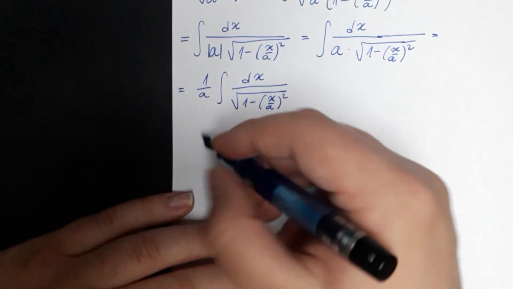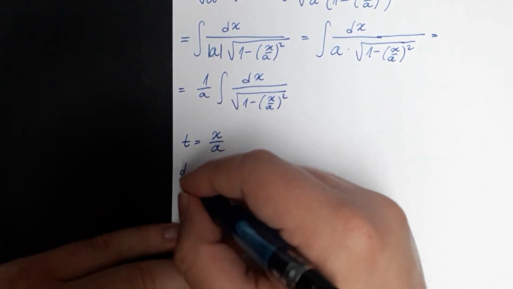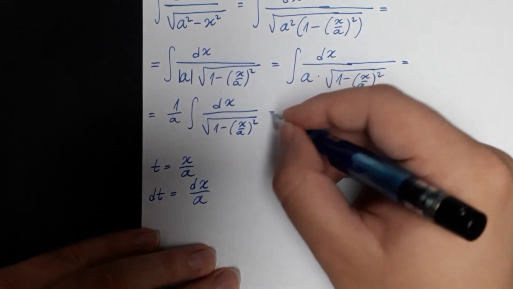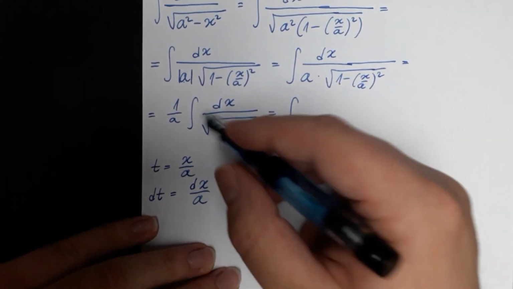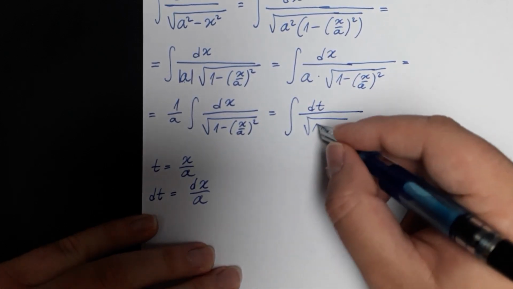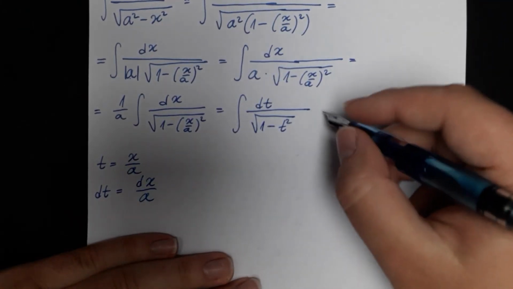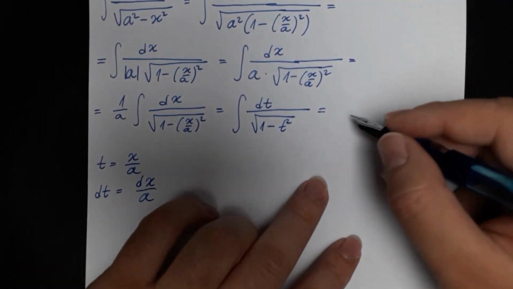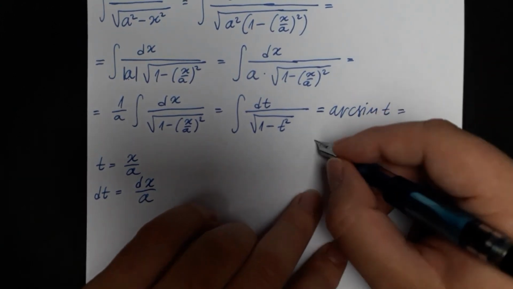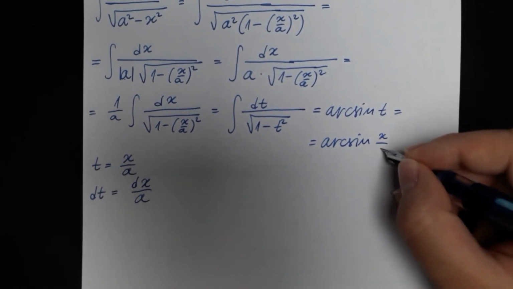Now let's introduce a substitution of t being equal to x over a. Well, that means that dt is equal to dx over a. So this is then equal to the integral of dt over square root of 1 minus t squared. And this is then equal to arcsine of t, which is then equal to arcsine of x over a, since t was x over a.